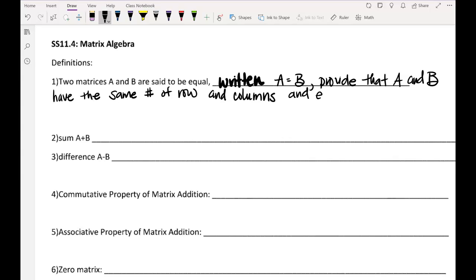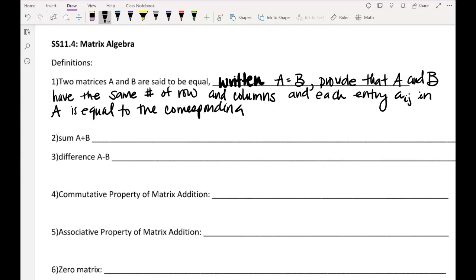And each entry a sub ij in matrix A, which is now we're using capital letter, is equal to the corresponding b ij in B. Okay, so the lowercase with the subscript, those are each entry, and big capital A and B represent matrices themselves.